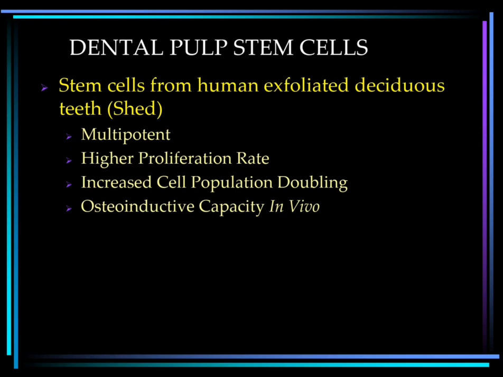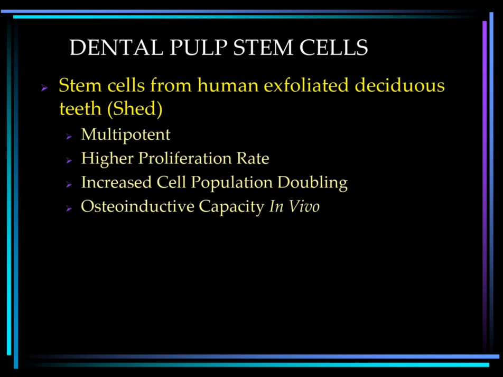There is something called stem cells from human exfoliated deciduous teeth, also called SHED. What are they? They are highly proliferative pluripotent cells that can be retrieved from primary teeth. They are isolated from physiologically shedding deciduous teeth, and the minimally invasive technique of retrieval is seen here. So what happens here?